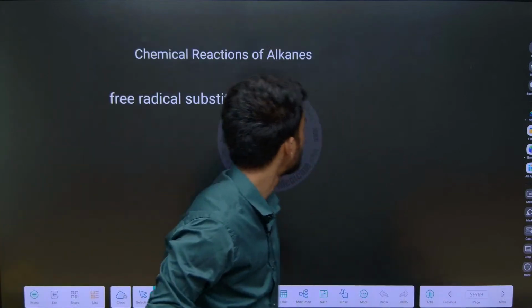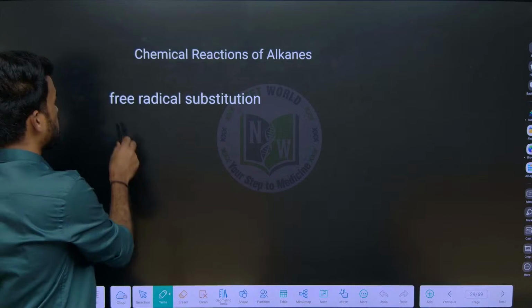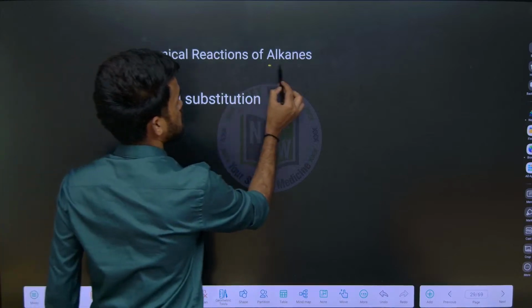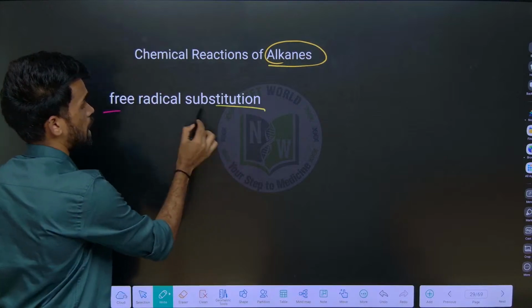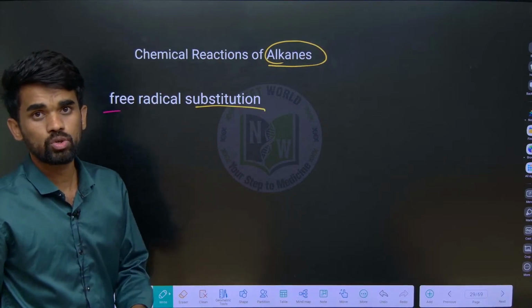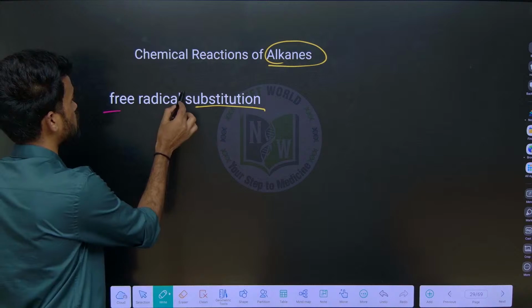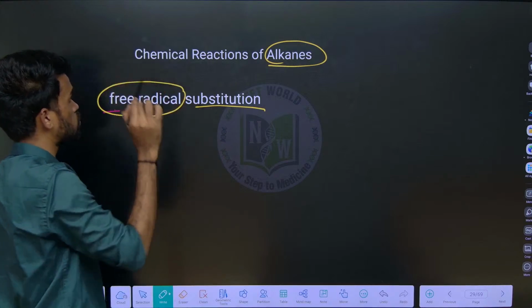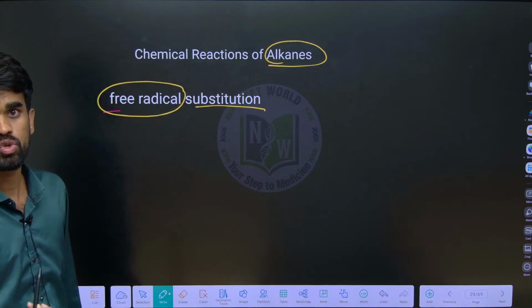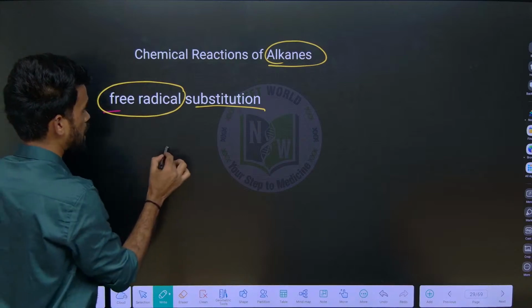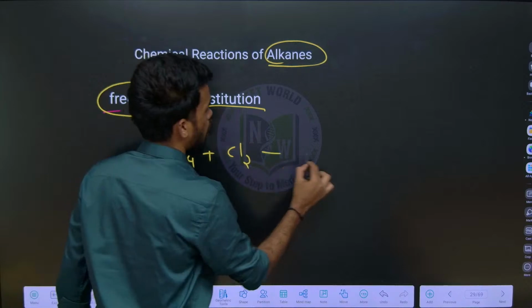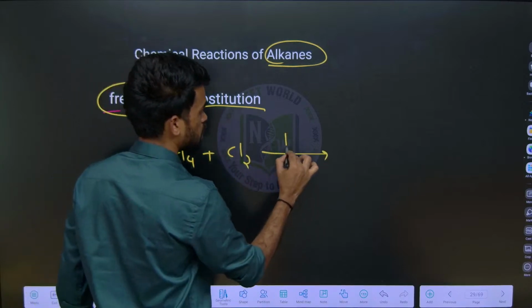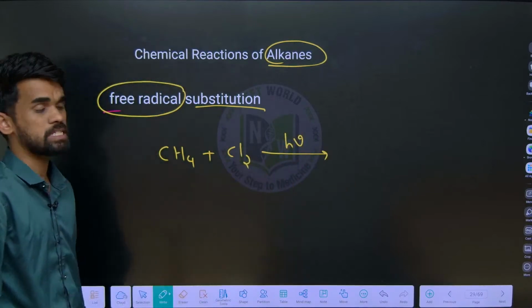Next, chemical reactions of alkanes. So alkane shows substitution reactions. What kind of substitution reaction especially? Free radical substitution reactions. For example, methane is there. To this, if I add chlorine, this reaction takes place in sunlight or high temperatures are required.